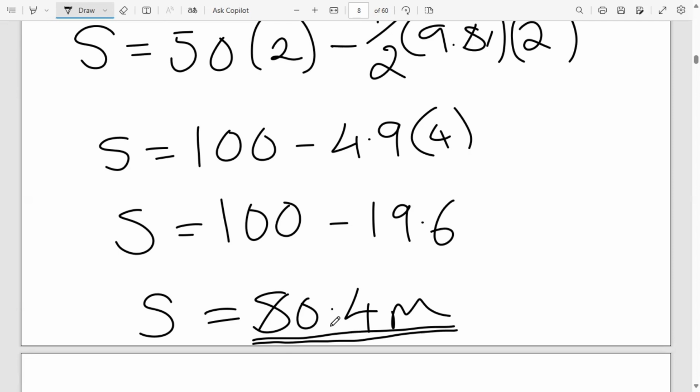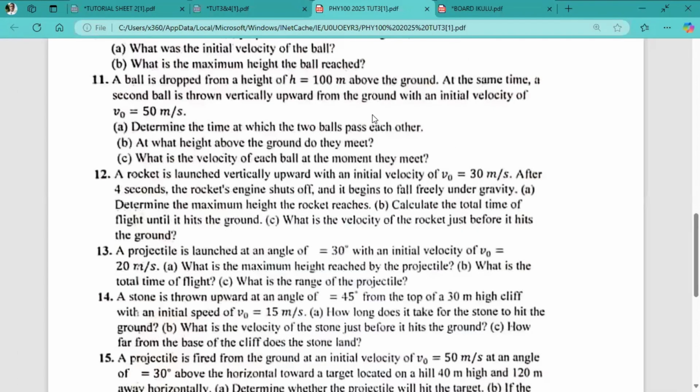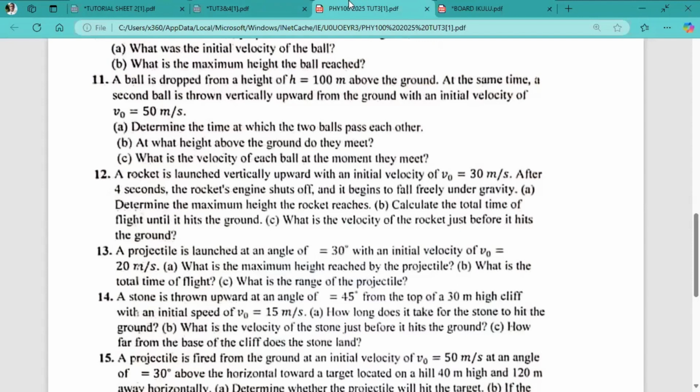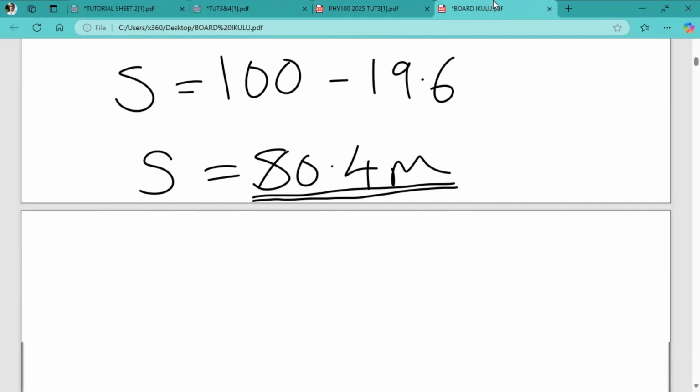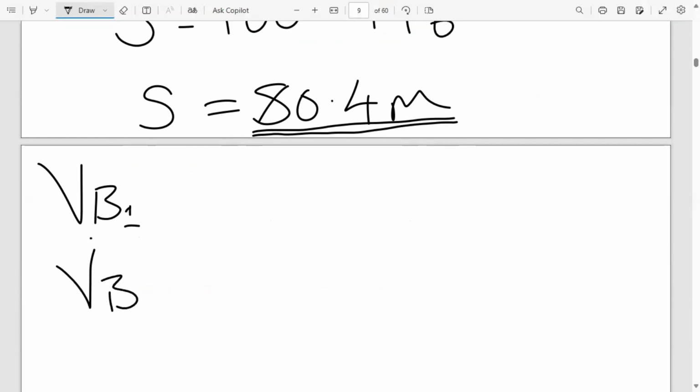Okay. Okay, so if that's all for part B, we can move to the next one. Part C, which is saying, what is the velocity of each ball at the moment they meet? What is the velocity of each ball at the moment they meet? So I don't think this should be a very big deal. The final velocity of ball number 1 and the final velocity of ball number 2 when they met.